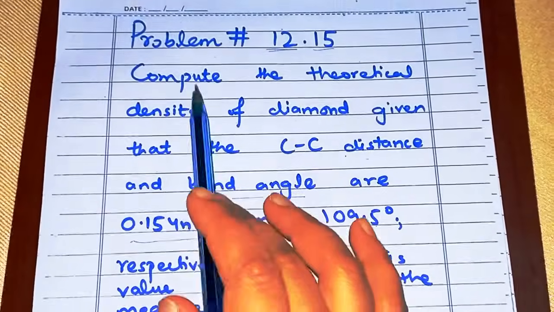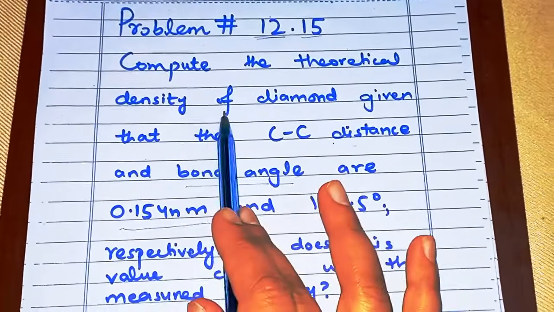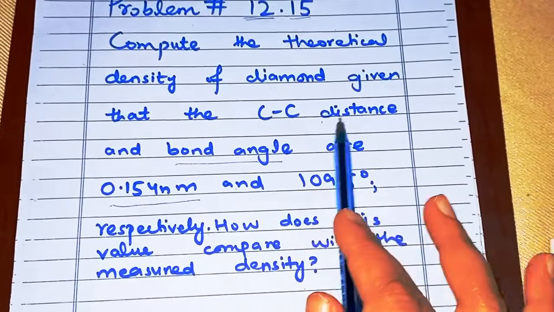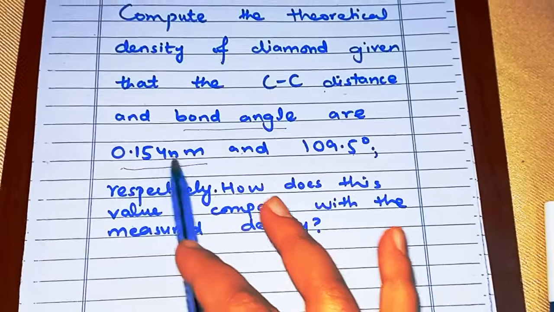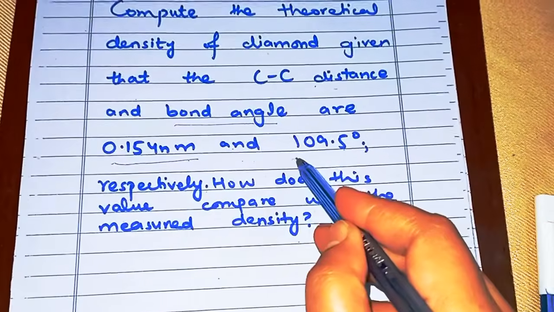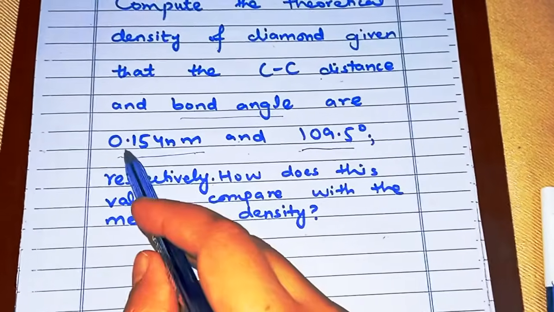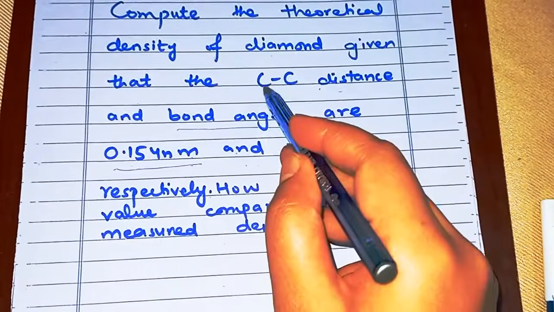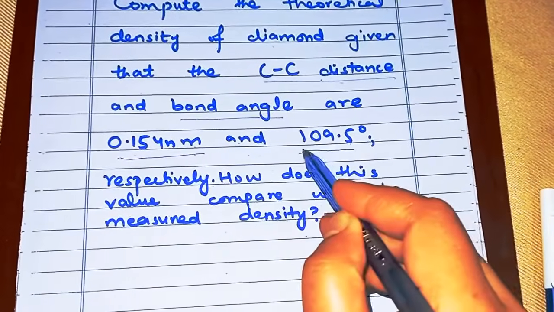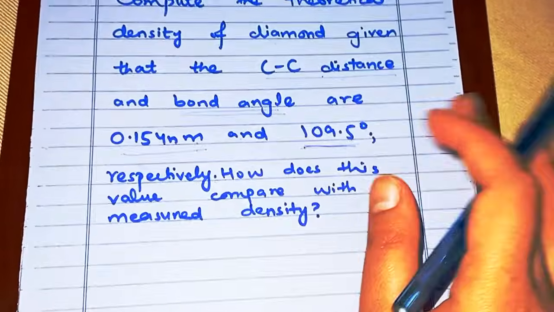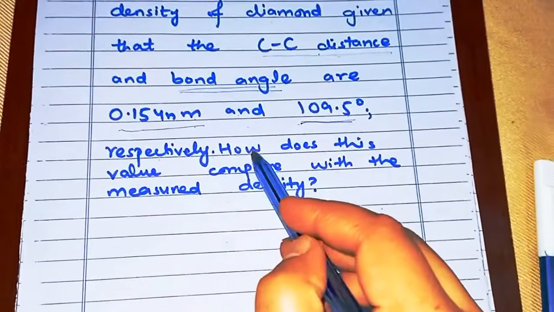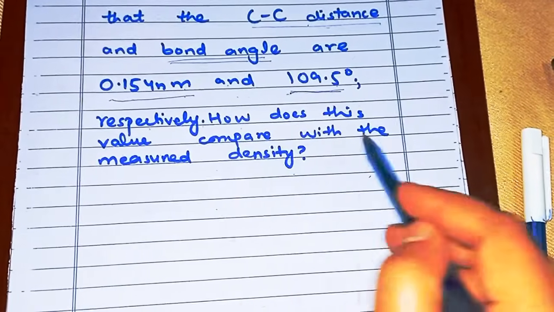The statement says: compute the theoretical density of diamond given that the carbon-carbon distance and the bond angle are 0.154 nanometer and 109.5 degree. So 0.154 nanometer is the carbon-carbon distance and 109.5 degree is the bond angle between the carbon-carbon bonding, respectively. How does this value compare with the measured density?